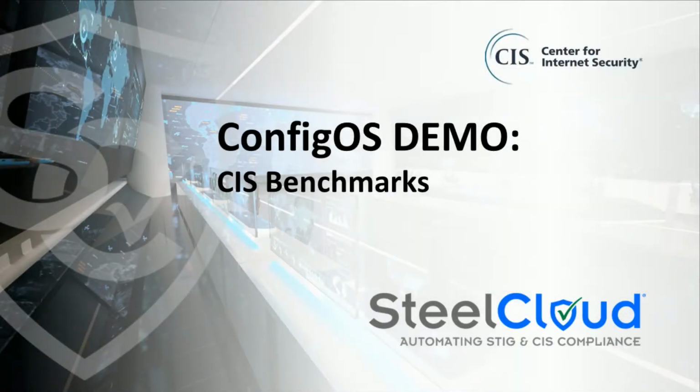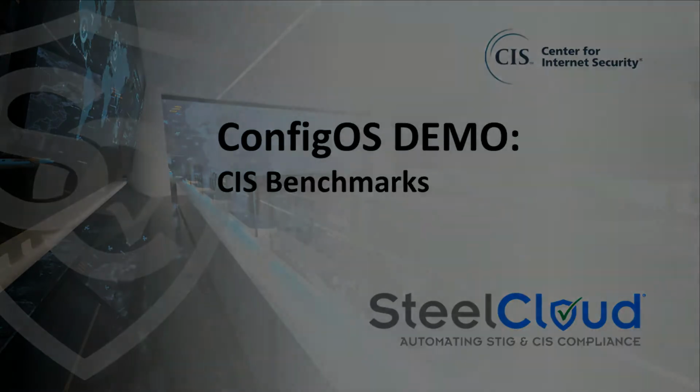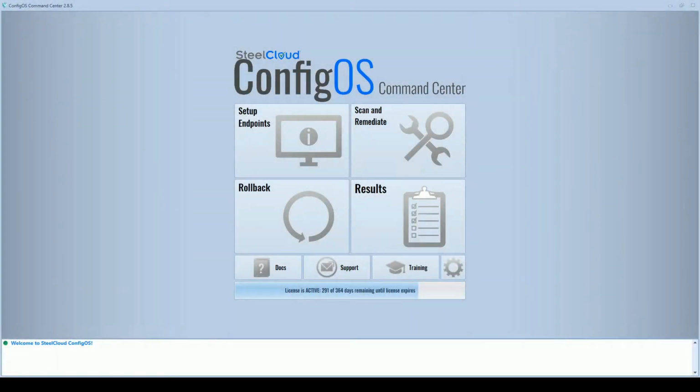We at SteelCloud understand that CIS compliance is tedious, expensive, and time-consuming. SteelCloud's ConfigOS will change everything you thought you knew about CIS compliance in just 60 seconds by automatically bringing your system into compliance in just a single click, allowing you to easily harden and test around any application stack and accelerating your accreditation timeline. Let's see ConfigOS in action.